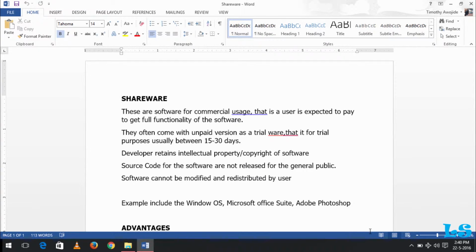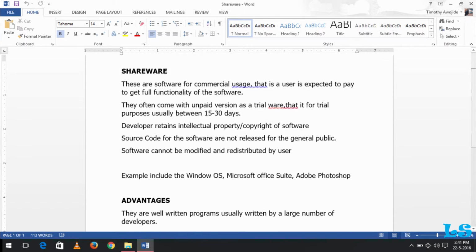And sometimes shareware comes in trial versions, and the trial versions are always from 15 to 30 days, or within 31 days. Now for shareware, the developer retains the intellectual copyright of the software, and the source code for the software is not released to the general public and thus cannot be modified.